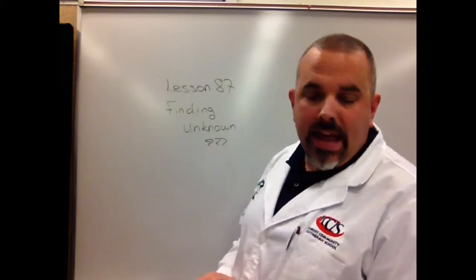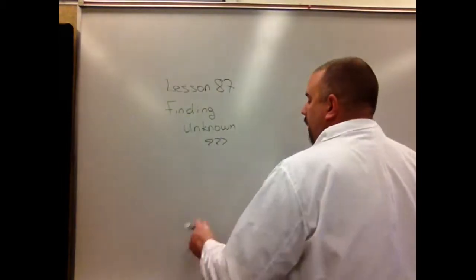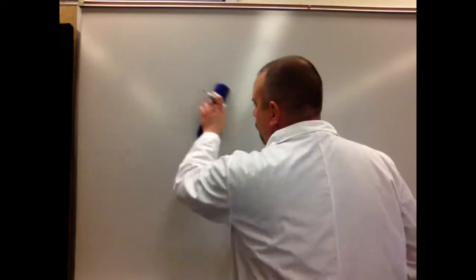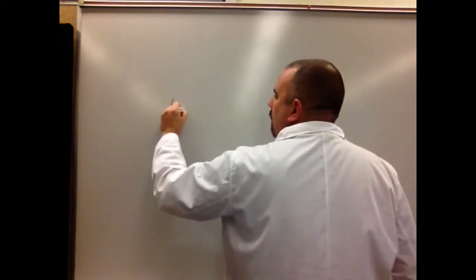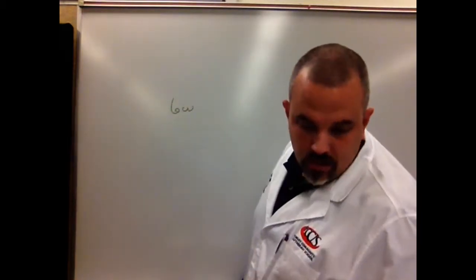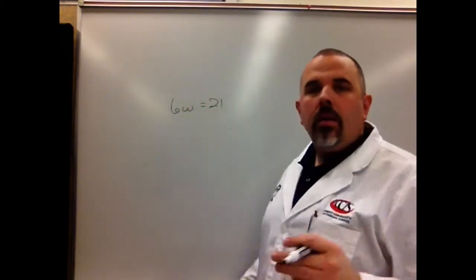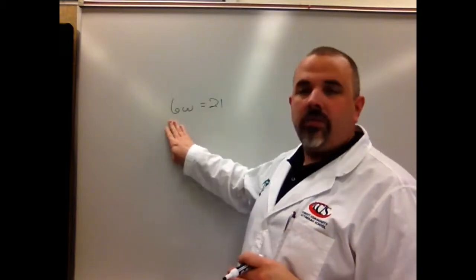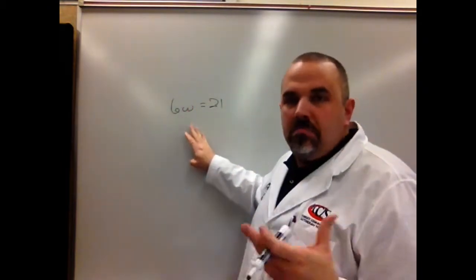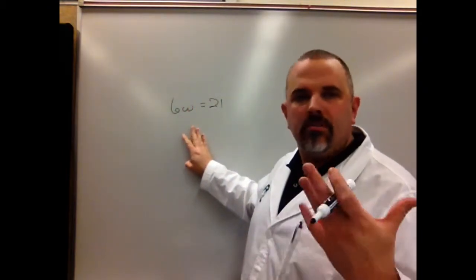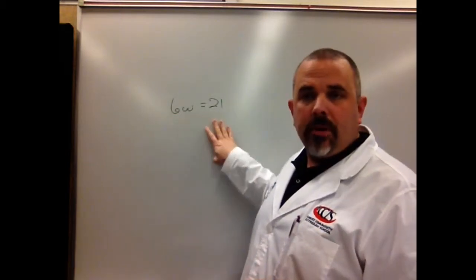All right, letter A, we have 6W is equal to 21. Go ahead and erase this here so we have a little workspace. 6W is equal to 21. Well, if you look at this, it's 6 times a number. In this case, we just pick W. I don't care what letter you pick, W. 6 times some number equals 21.